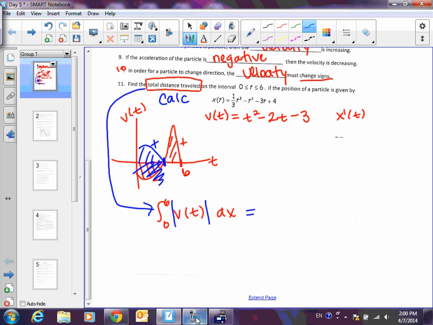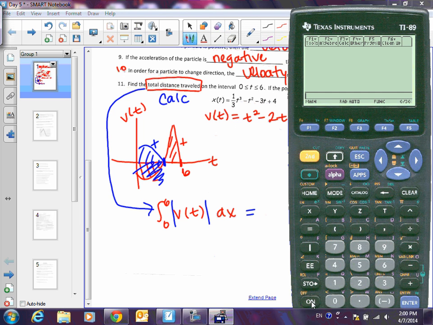All right, so what we're going to do is do this in our calculator. So in the home screen, I'm going to integrate. And then, do y'all remember how to get absolute value?